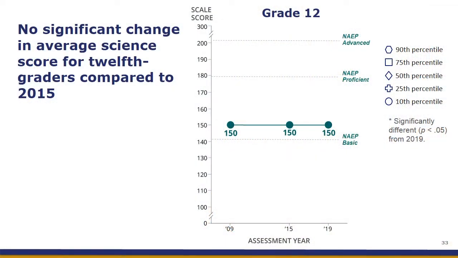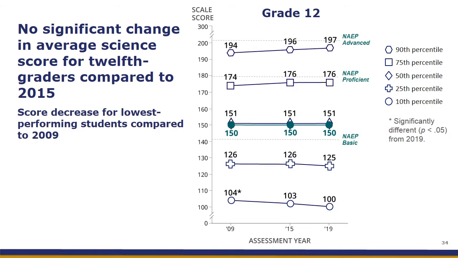There are no asterisks in the grade 12 results, indicating no change in the average score. It remains at 150. The percentiles largely show the same pattern, except for the 10th percentile. There we see a decline amongst the lowest performers since 2009.